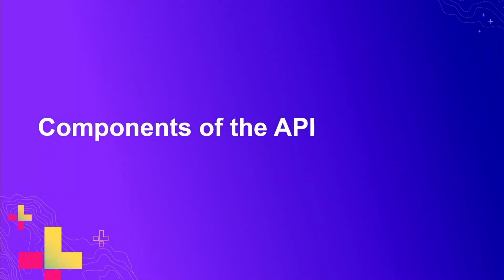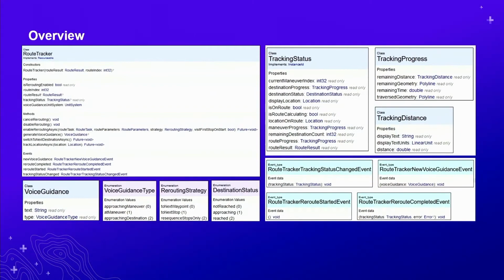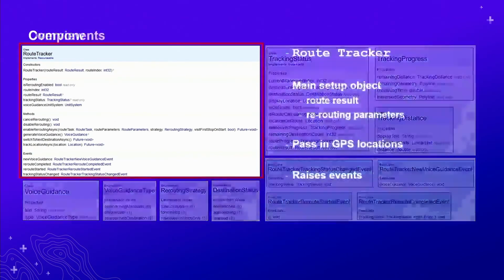All right, so next let's look at the components of the API. So here's an overview of all the components that make up the navigation API. As you can see, it consists of a few classes and some events, but it's not huge or overwhelming. And now let's look at each of these a little bit more in detail.